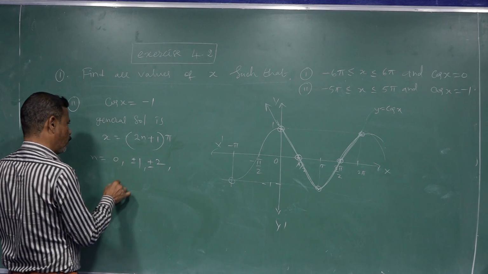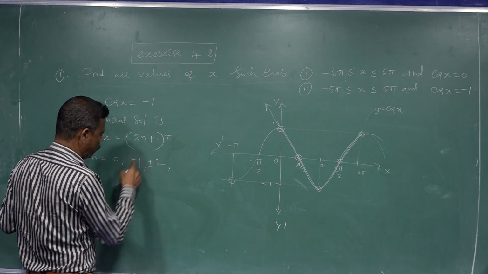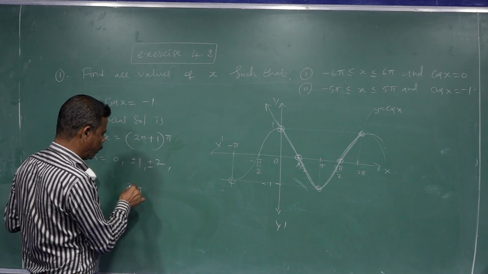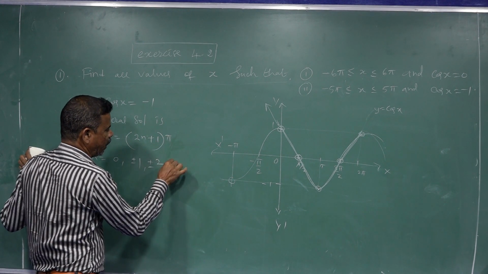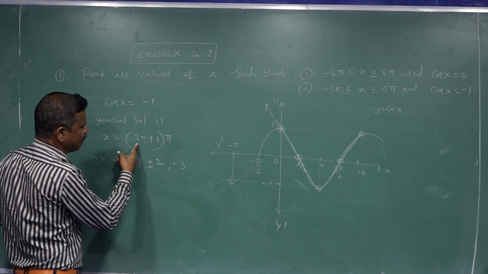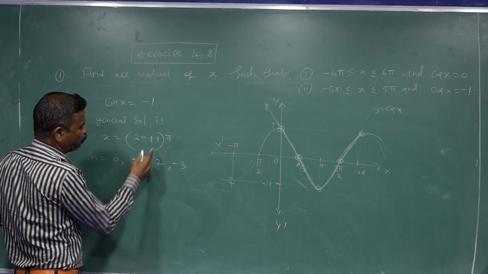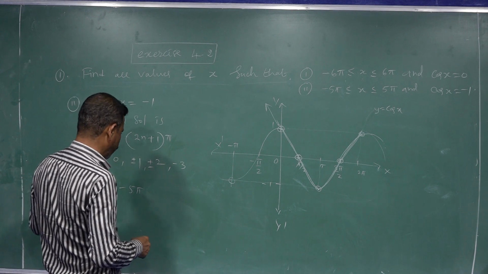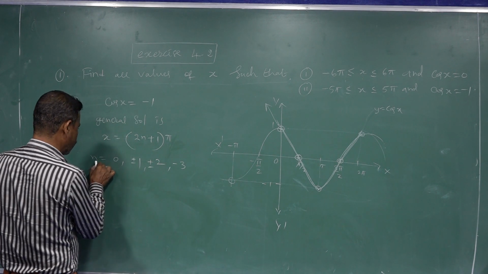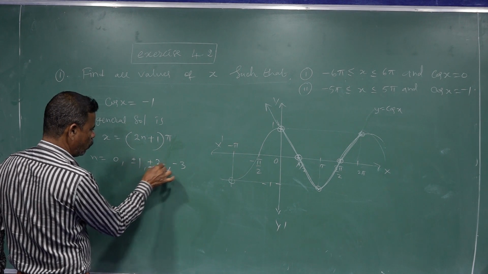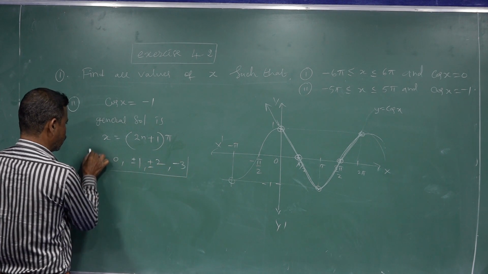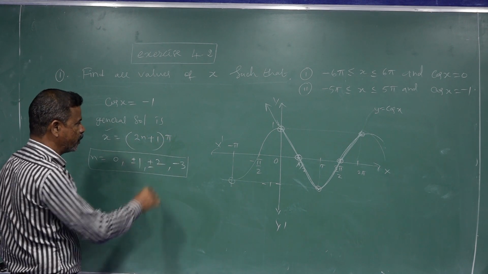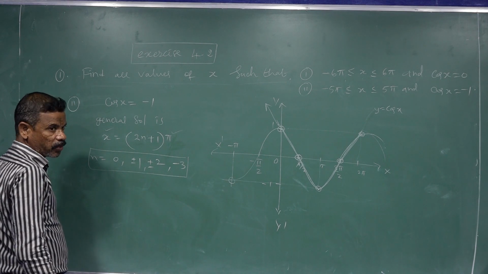Next, if we consider plus 3, n is equal to 6 plus 1, 7π. 7π more than 5π. So 3 does not exist. You check minus 3. Minus 3 means minus 6 plus 1, minus 5π. Minus 5π already there given. So minus 3 can exist. So n is equal to 0, plus or minus 1, plus or minus 2, minus 3 can be possible. These are the n values. x is equal to 2n plus 1 into π. This is the general solution for cos x is equal to minus 1.